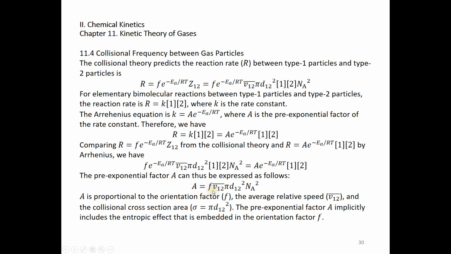It's the orientation factor times the average relative speed times the collisional cross-section area pi d squared multiplied by the Avogadro constant squared. So A is proportional to F, it's proportional to the relative speed, it's proportional to the collisional cross-section area. So A implicitly includes the entropic effect that's embedded in this F, the orientation factor.